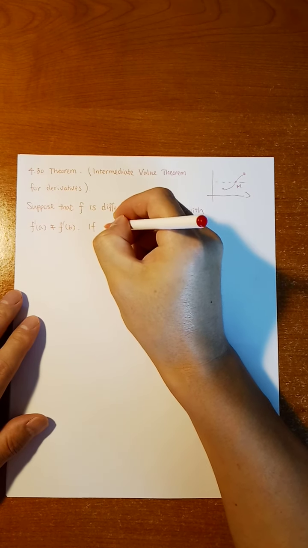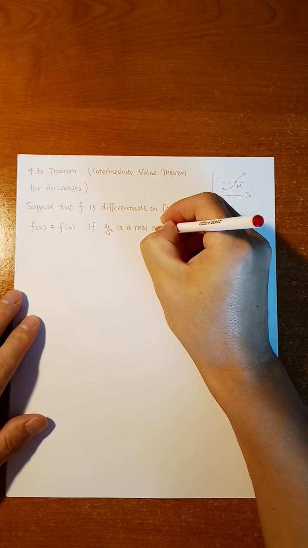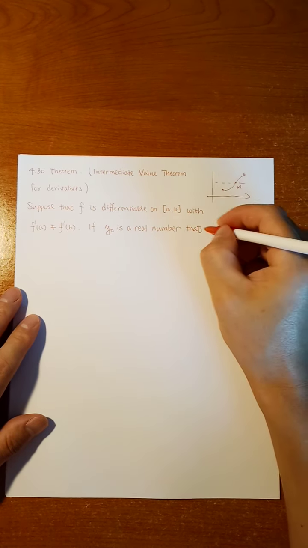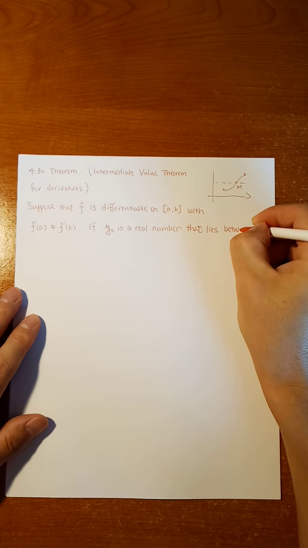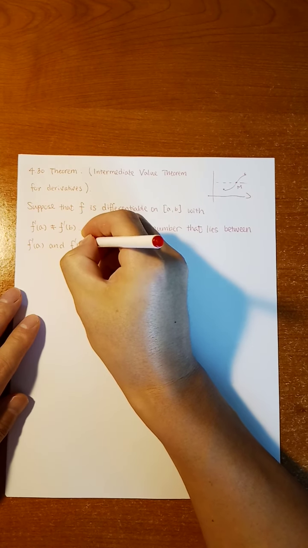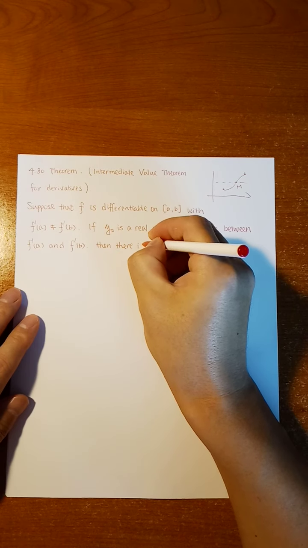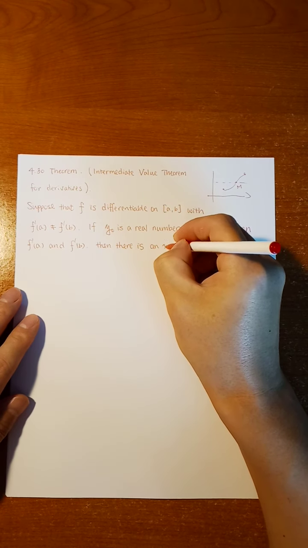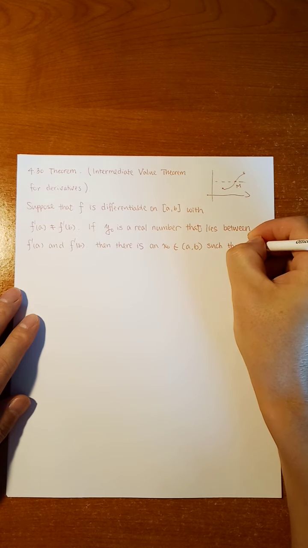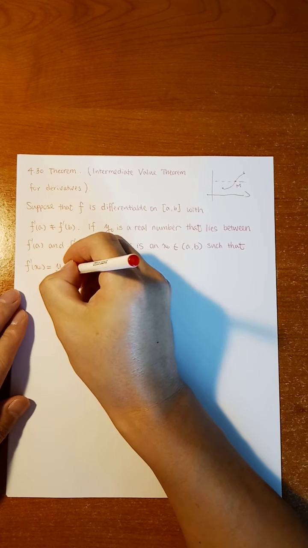If y0 is a real number that lies between f prime of a and f prime of b, then there is an x0 in the open interval (a, b) such that f prime of x0 is equal to y0.